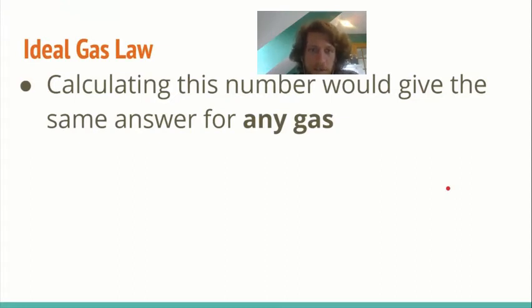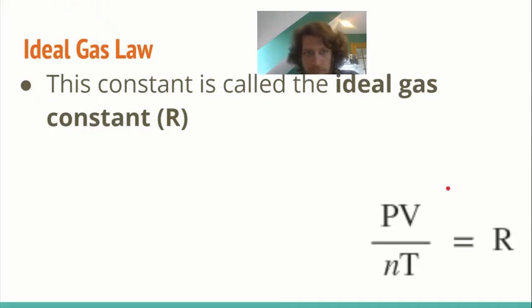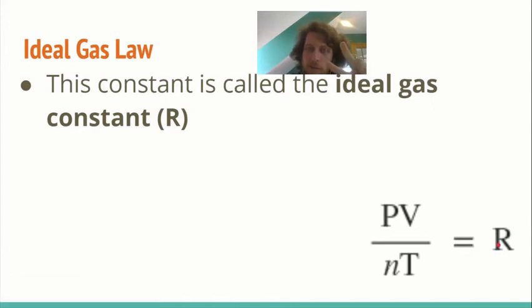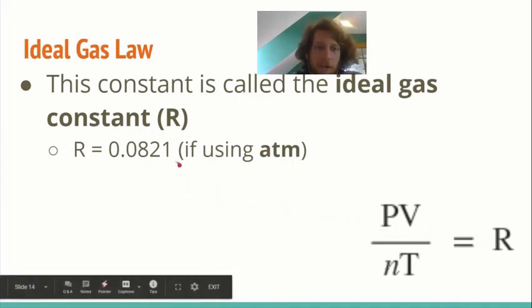If we calculate this number, this R value, this constant, it would be the same for any gas. Because we know all gases behave the same under the same temperature, pressure, and volume, because they're mostly empty space, when we calculate it, we get the ideal gas constant. Ideal gas law, ideal gas constant, and that constant is given the variable R, capital R. We've got two values for this. We are going to do some calculations with this, so it's good to have numbers for this. It's a constant that doesn't change. R is equal to 0.0821 if we're using atmospheres for pressure.